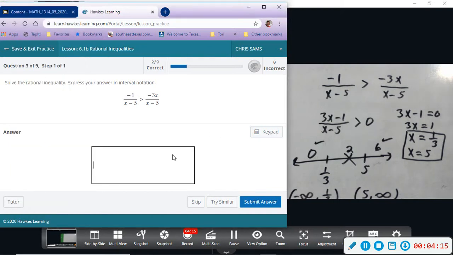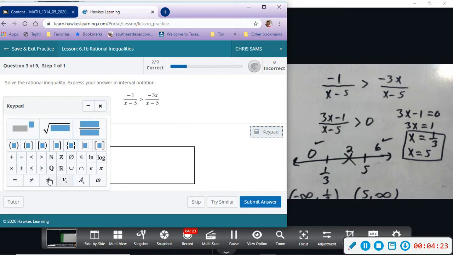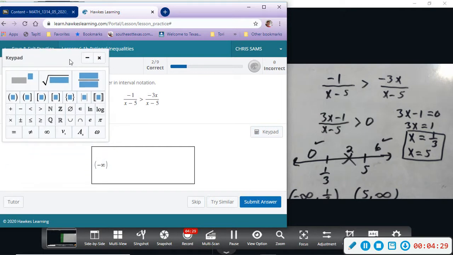Okay, so our solution will be negative infinity to 1/3, and then we have another part, so we say union 5 to positive infinity.